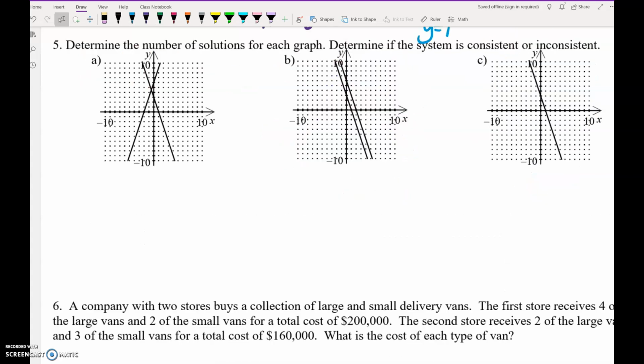For number 5, what you really need to memorize is that consistent means that there are solutions, inconsistent means that they're not. So on the quiz, you'll get a picture kind of like one of these, and you'll have to circle, does this have 0, 1, or many solutions? Is this inconsistent or consistent? So 5A, there's one solution, and because it has solutions, it's consistent. B, they don't cross, so there are no solutions, and that makes it inconsistent.